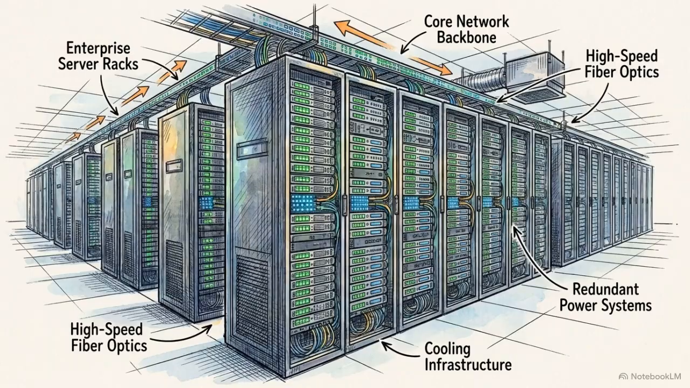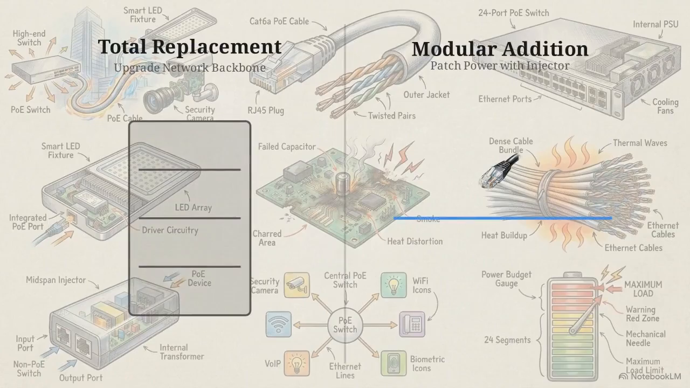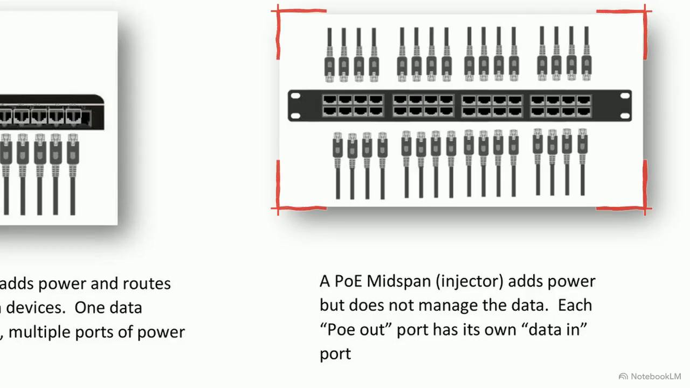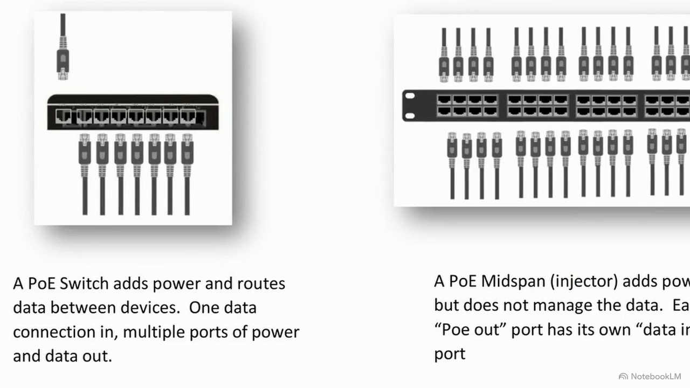Once you know the wattage, Tier 2 moves to the network level. You have a choice: upgrade your entire network backbone or patch power into your existing lines. This diagram compares methods. On the right, mid-span injectors add power downstream, but at scale, requiring separate data and power cables creates unmanageable rack clutter. On the left, a centralized PoE switch unifies power and data into a single cable per device, providing centralized management.